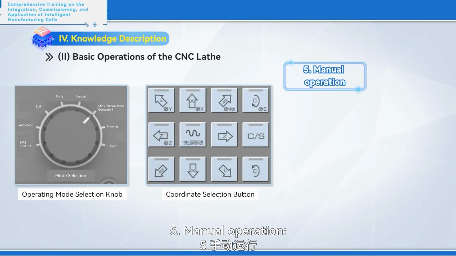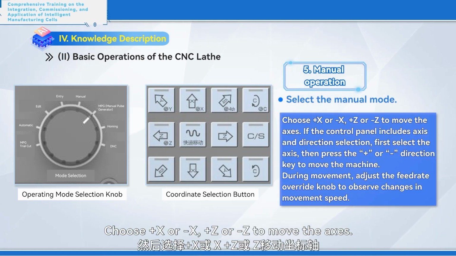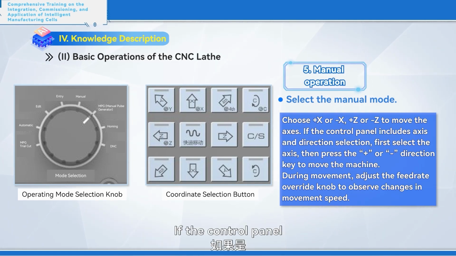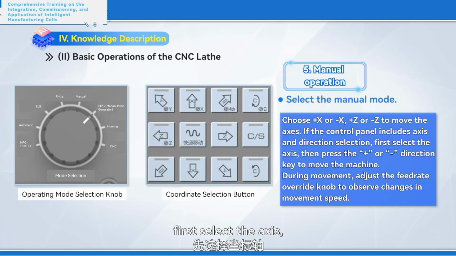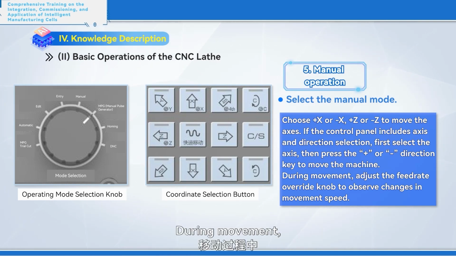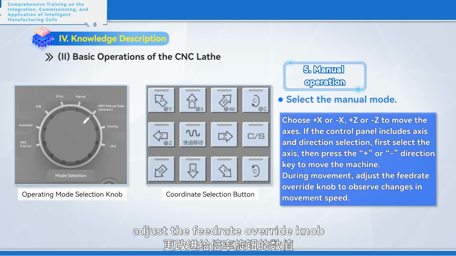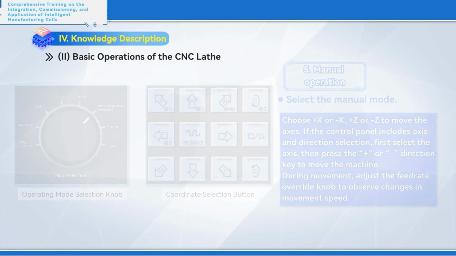5. Manual operation. Select the manual mode as shown in the diagram. Choose positive X or negative X, positive Z or negative Z to move the axis. If the control panel includes axis and direction selection, first select the axis, then press the positive or negative direction key to move the machine. During movement, adjust the feed rate override knob to observe changes in movement speed.